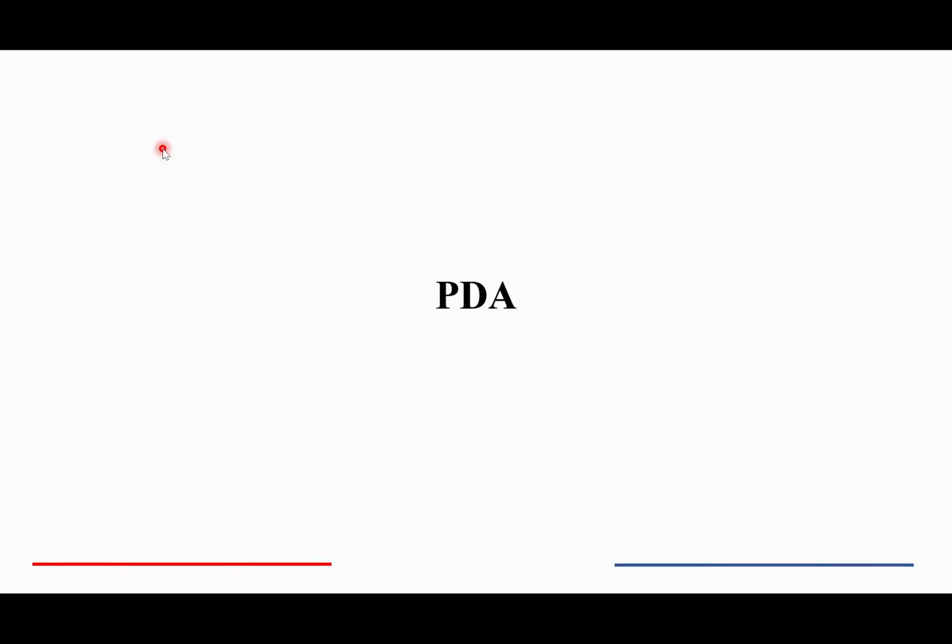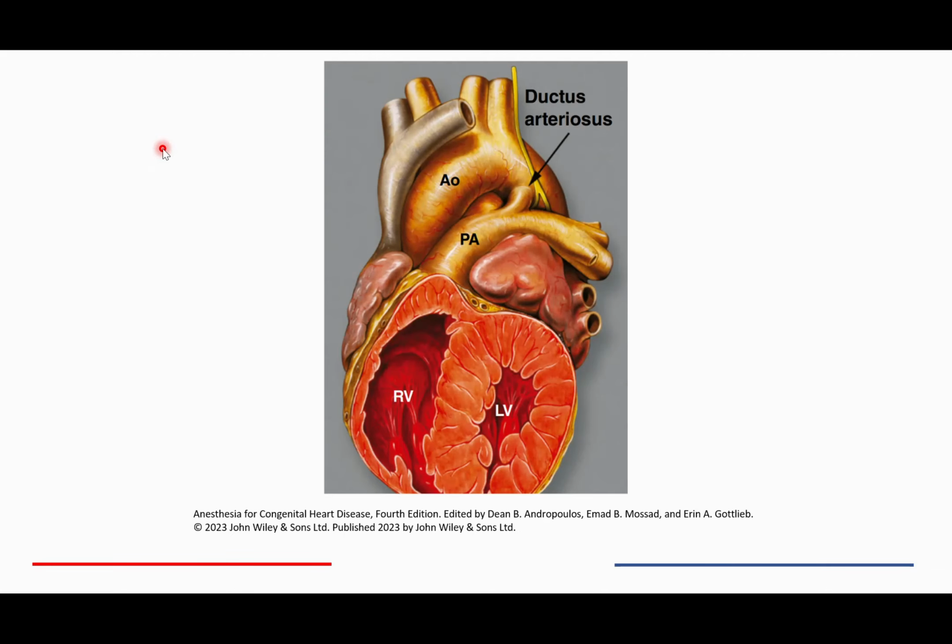The PDA's pathophysiology is similar to VSD in many aspects. The PDA is a connection between the aorta and the pulmonary artery. Usually at the duct, the ductus arteriosus. This is the usual site for it, between the left pulmonary artery at the bifurcation and the descending aorta, the junction between the arch and the descending aorta.